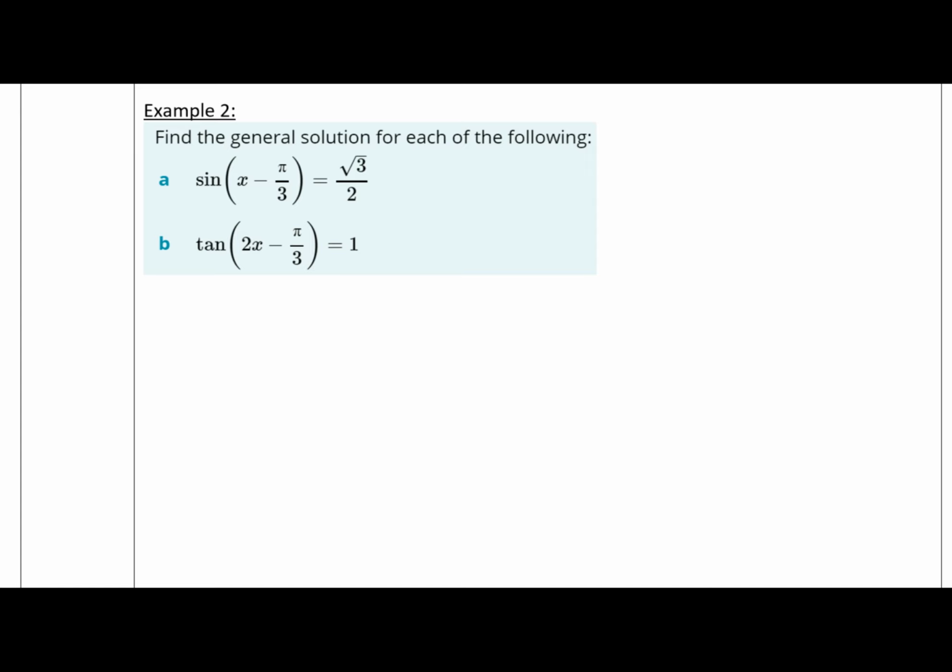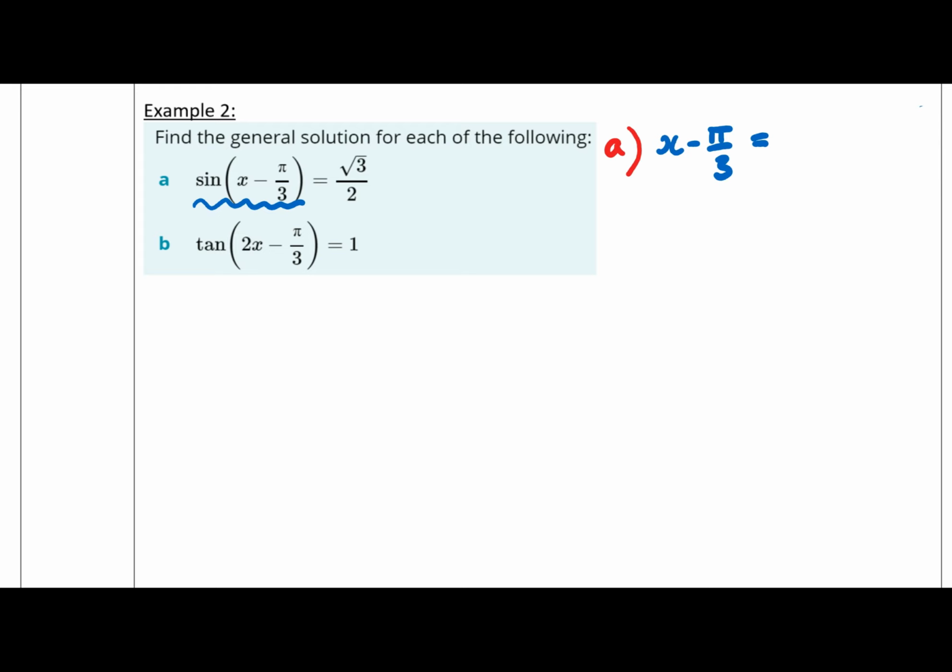Okay, for part A, remember we can think of this as two separate answers. We can imagine that this is already on its own, it's already a sine of something, so to get the inside on its own, we need to do the arc sine. So we're going to say x minus pi on 3 equals the arc sine of root 3 on 2. But of course, we're after the general solution. So we need to do a little bit more than that.